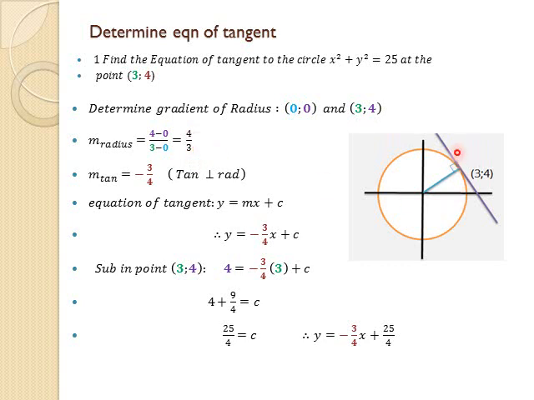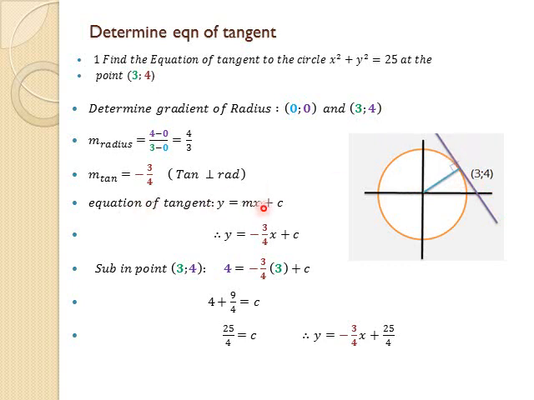Now the tangent is perpendicular to the radius, so if I multiply the gradients it must equal -1, or I simply flip them around and change the sign. So gradient of the tangent, 3 goes top, 4 comes bottom, and it's -3 over 4. My reason is my tangent is perpendicular to my radius.